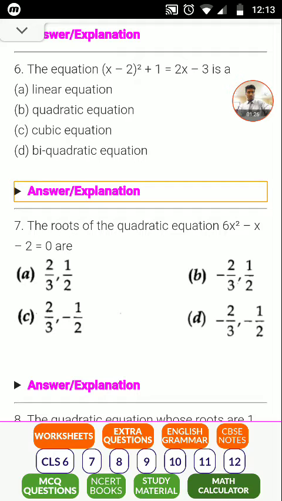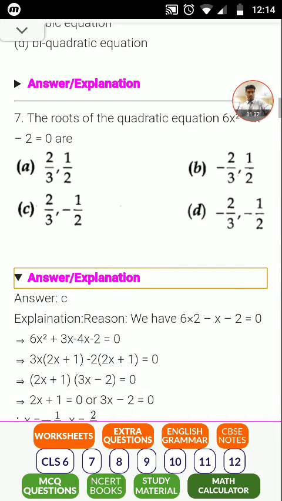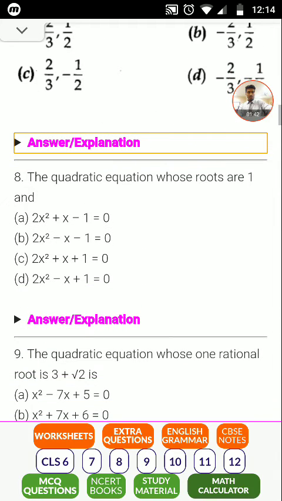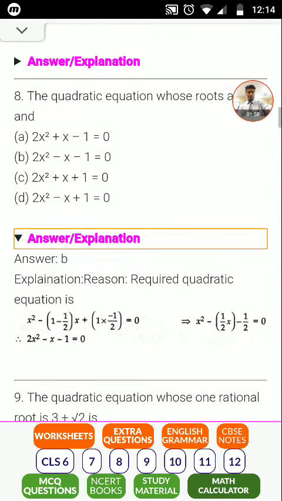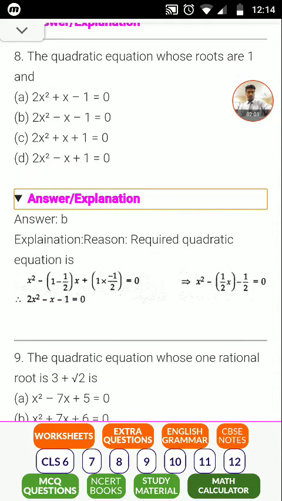Moving on to question number 7, we have roots of quadratic equation. This, once you calculate the factorization portions, the roots that you get are 2 by 3 and minus 1 by 2. Okay. Moving on to question number 8, the quadratic equation whose roots are 1, and amongst this you have to solve. You put just x equals 1 in all of the 4 options and you find where you get the polynomial equals 0. The second polynomial happens to be 0, so your second will be the correct option.